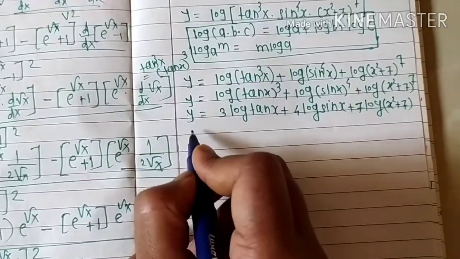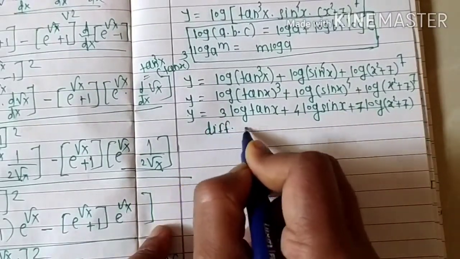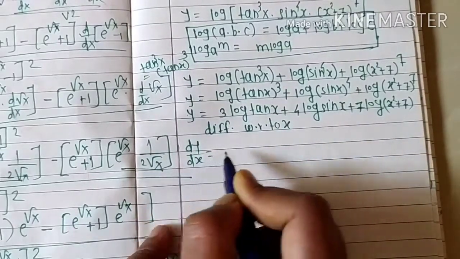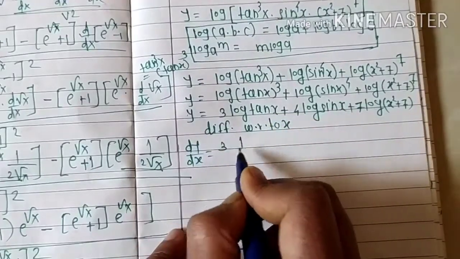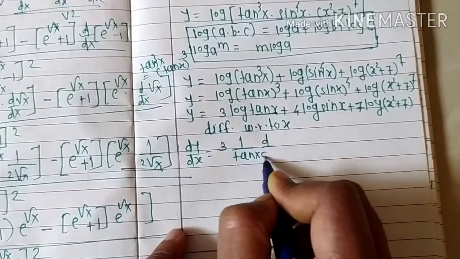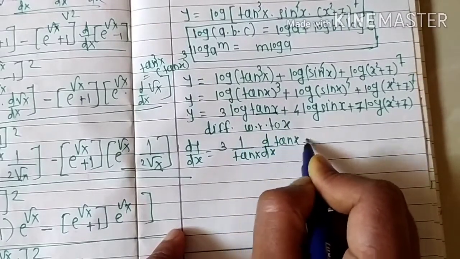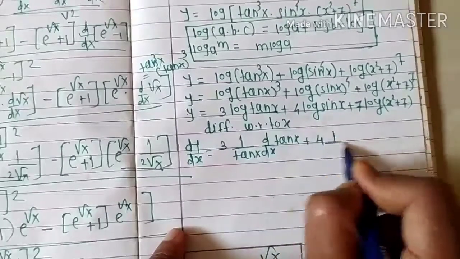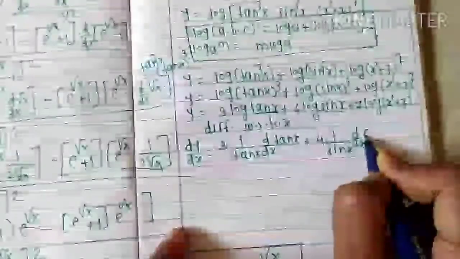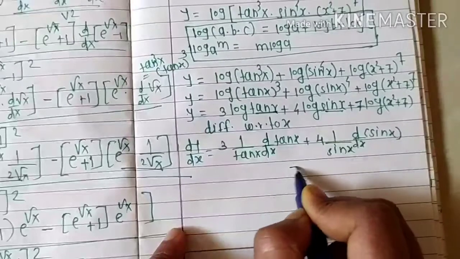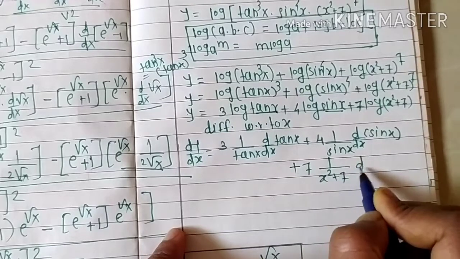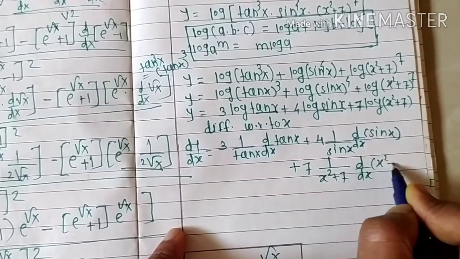Then after that, differentiate this with respect to x. Then dy by dx is equal to: this 3 is constant, the derivative of log x is 1 upon x, but here x means tan x, into the derivative of tan x. Plus this 4 is constant, the derivative of log of sin x is 1 upon sin x into the derivative of sin x. Then same thing, this 7 is constant, the derivative of log is 1 upon x square plus 7 into the derivative of x square plus 7.